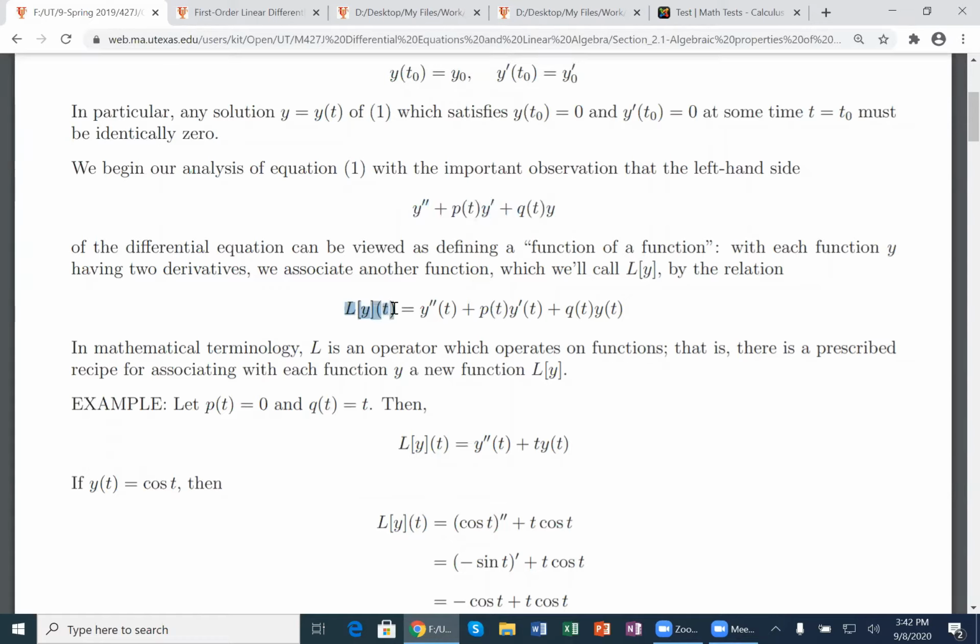L of y of t is equal to y. This is an operator. Or L of y of t is equal to y squared. So in other words, an operator doesn't have to involve derivatives. Well, next question is, what is a linear operator?